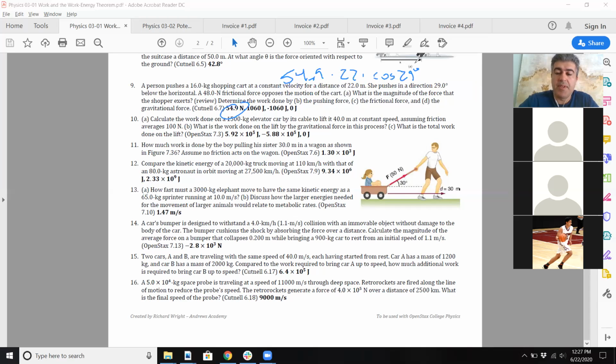D is 0 because gravitational force acting downwards is purely perpendicular to our motion, which is a 90-degree angle. And cosine 90 is 0. So that's why you get 0 for D. 10 is going to be very similar, actually.